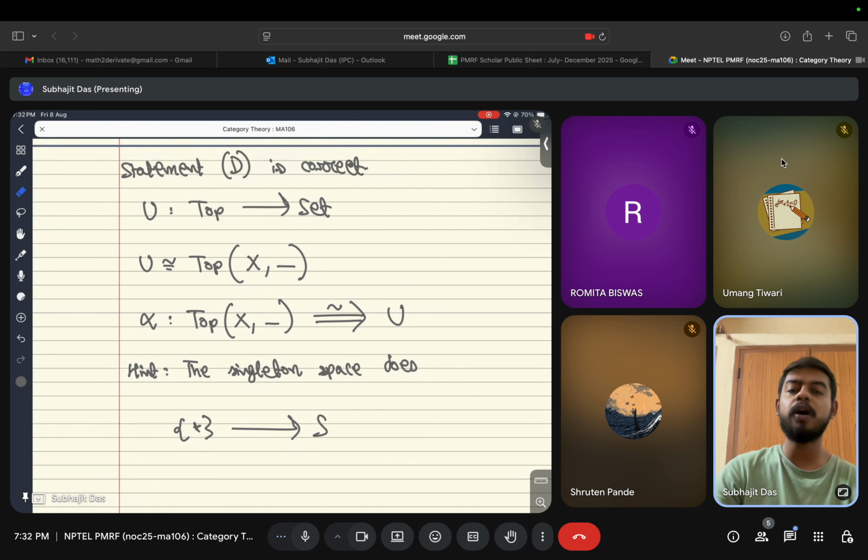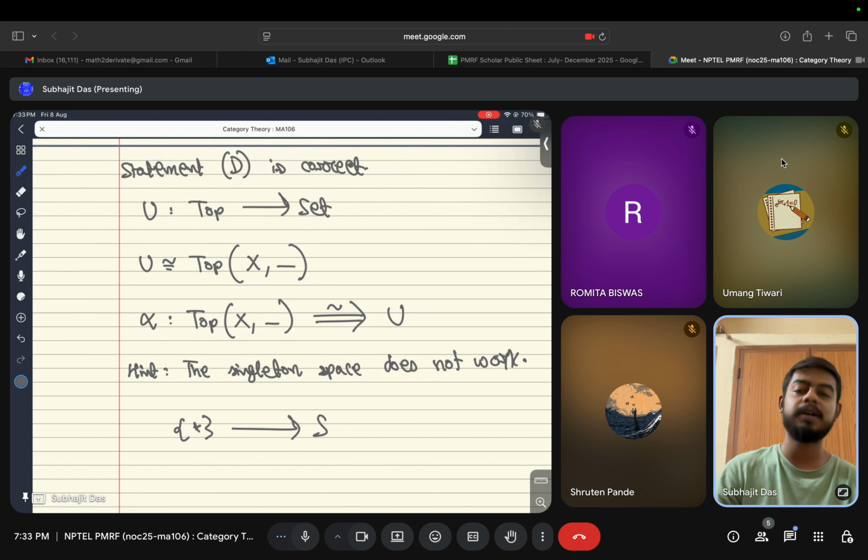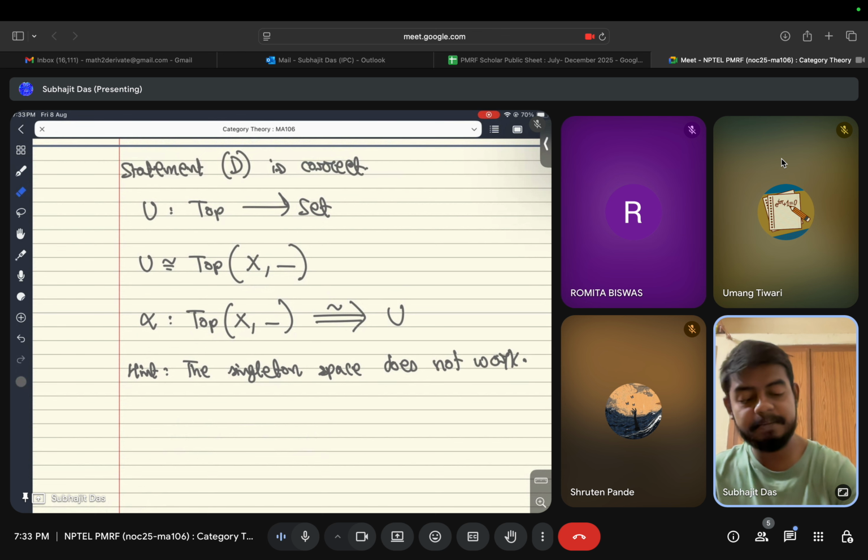In the category Top, the singleton space does not work, because what are continuous maps from a singleton space to a space Y? Sorry, am I confusing something? Oh, singleton does work. I'm sorry. The singleton does work. Strangely, yeah. The singleton space does work.